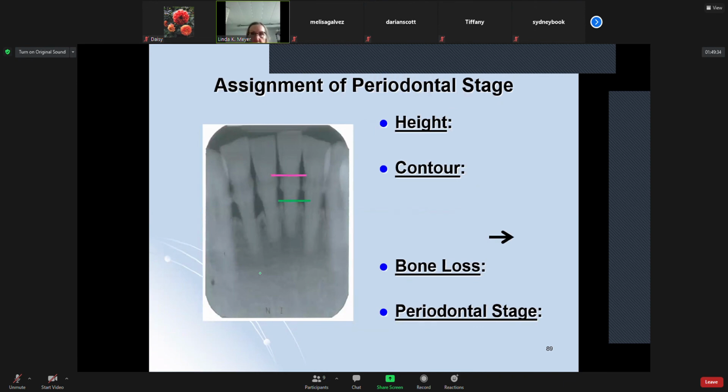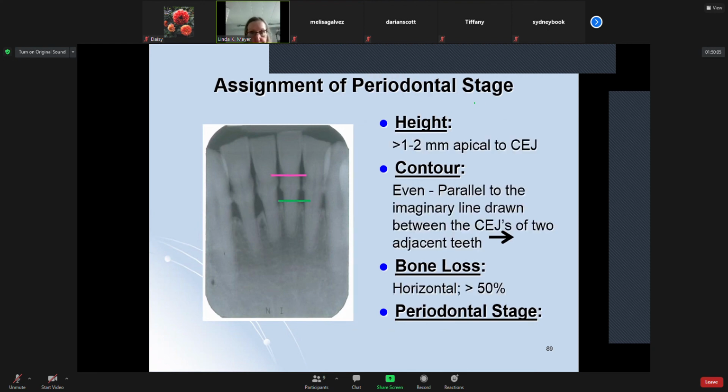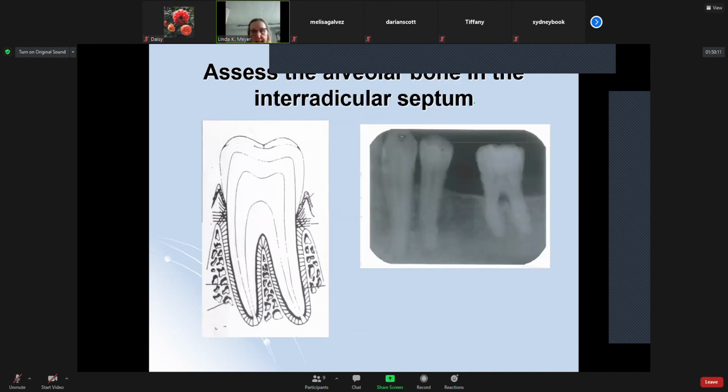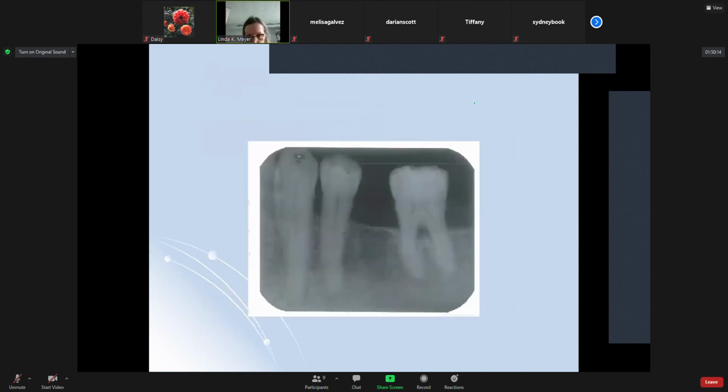Okay. And so then based on the amount of radiographic bone loss and whether or not there's missing teeth in the dentition, you're going to determine the periodontal stage for the patient. But that's going beyond, that's next semester. But I just want to reiterate how important it is for you to know the height and the contour of that alveolar crest in the interdental septum. Okay, and then again, we already looked at the furcation involvement in the interradicular septum.